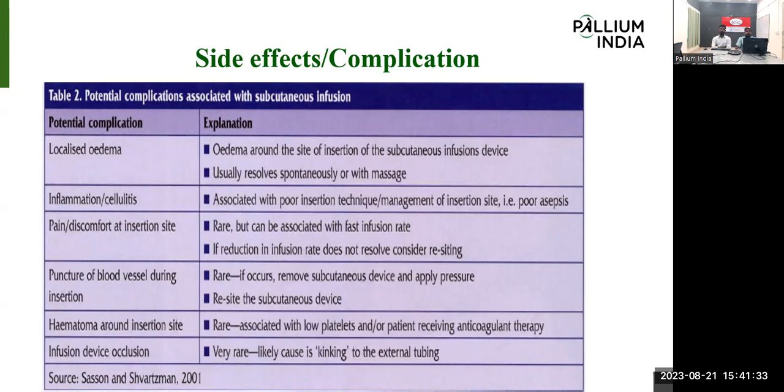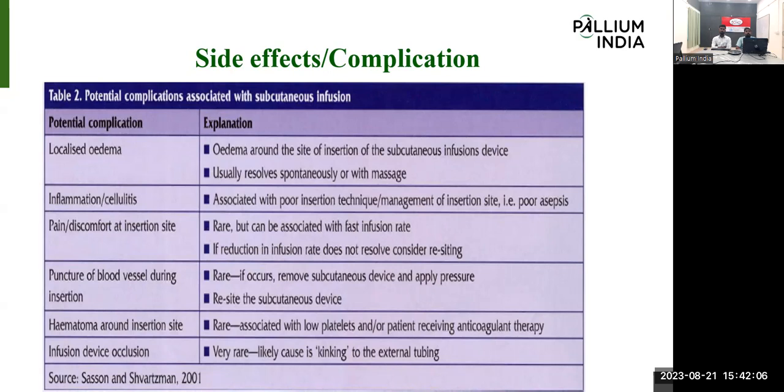Then pain and discomfort at the insertion site. I already told you the rate and volume, 1 ml per minute or 20 drops per minute, that we need to maintain. If the rate or volume is increased, it will cause pain for the patient at the pricked or infusion site. So we need to check the rate and volume. If it is increased, we need to reduce the rate and volume of the injection or infusion, and that will subside the pain.